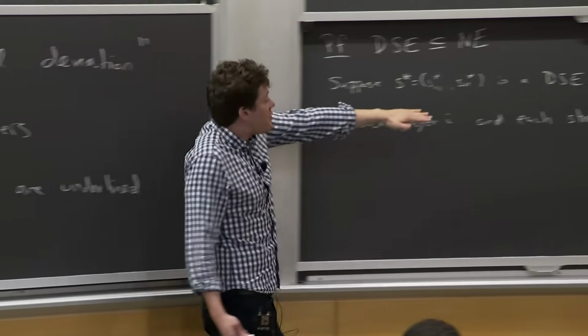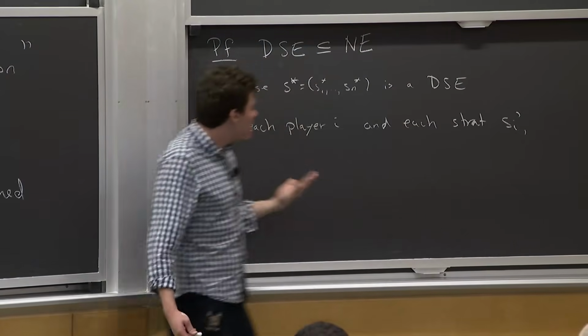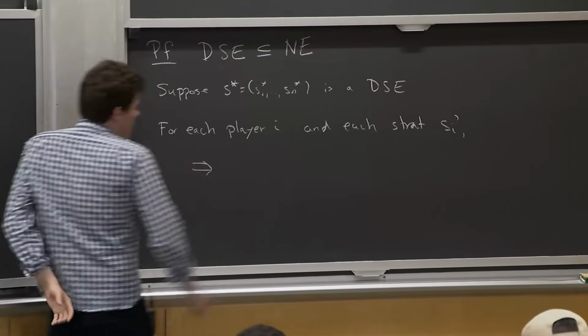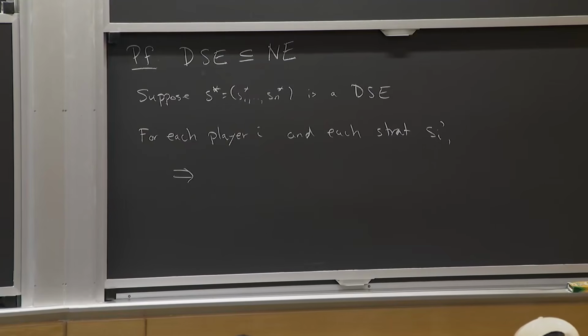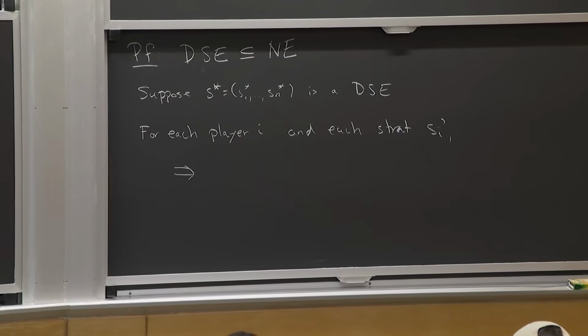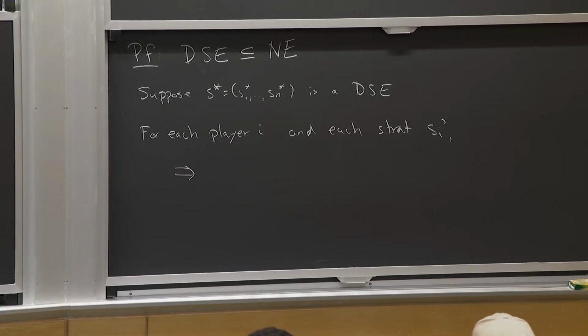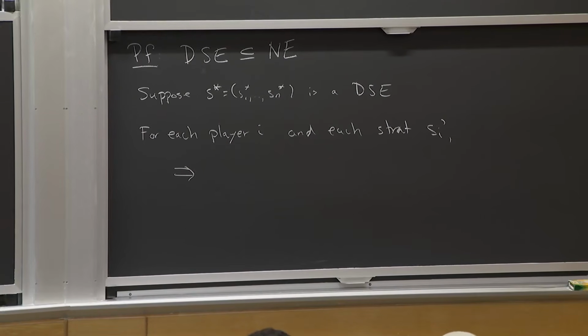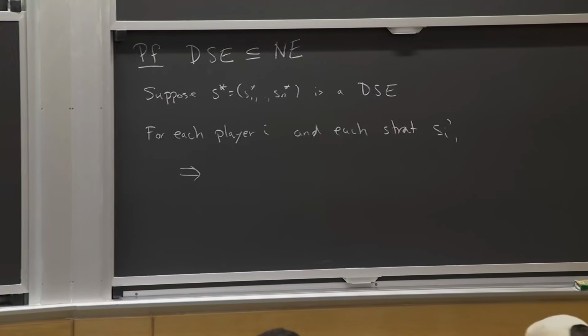All we know is that this is a dominant strategy equilibrium. So what's something useful? Do you have any ideas of how we could use the fact that this is a dominant strategy equilibrium to get us started? What do we know about si star, given that s star is a dominant strategy equilibrium? Yeah? si star weakly dominates.